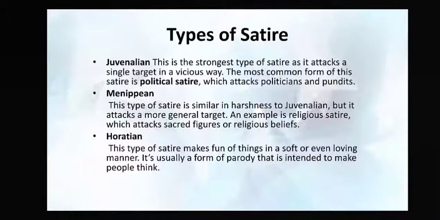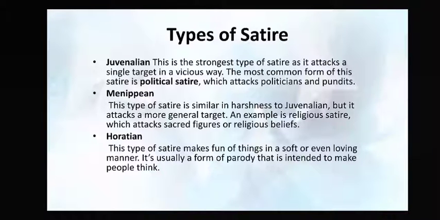Now we have different types of satire. Satire is not just of one kind. We have the Juvenalian satire, which is the strongest and you can say the bitterest type of satire because it attacks a single target in a vicious way, in a negative light. And the most common form of this satire is political satire, which attacks politicians and pundits and the great diplomats of a nation or of a place.